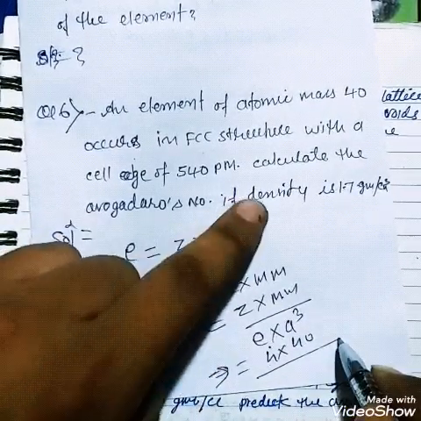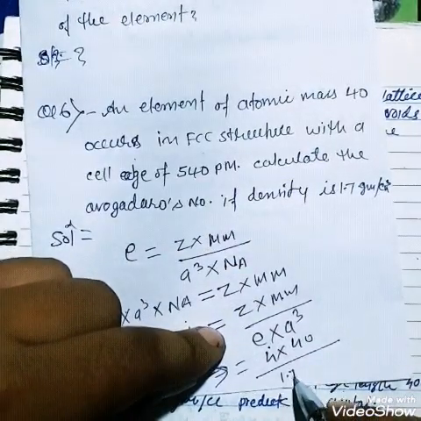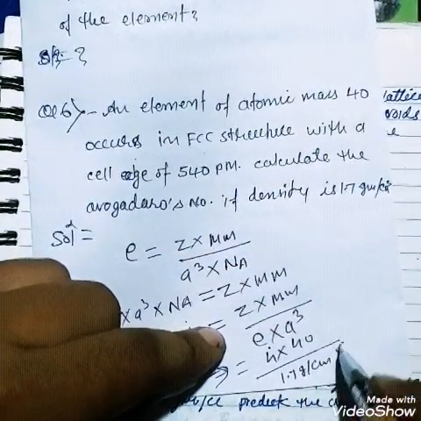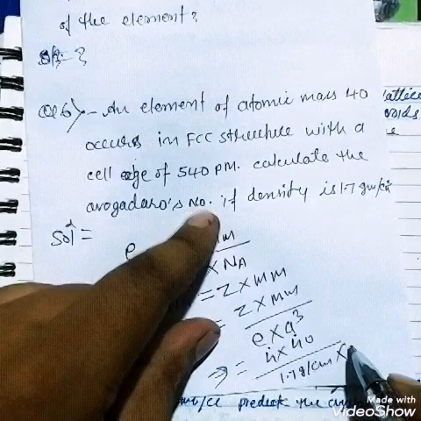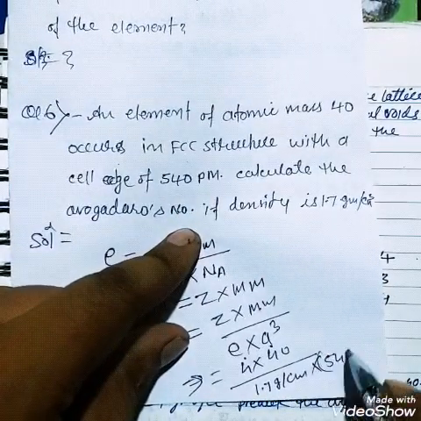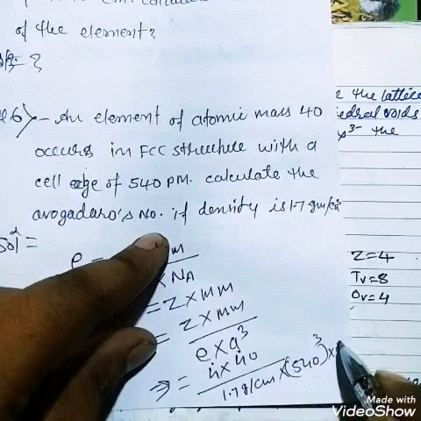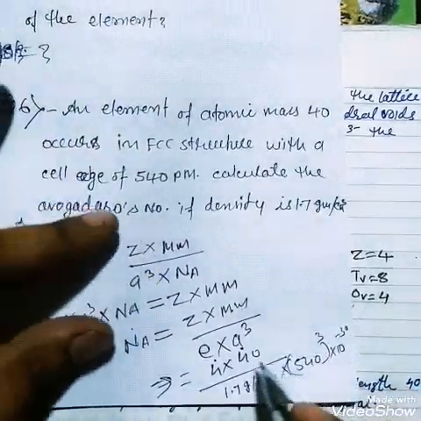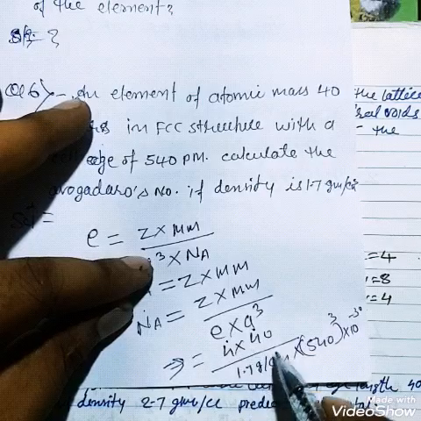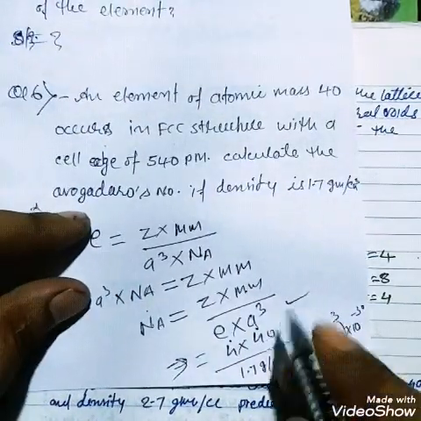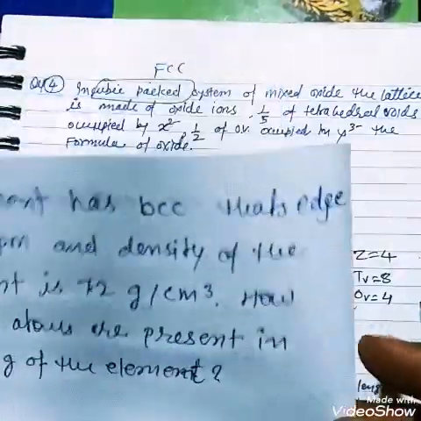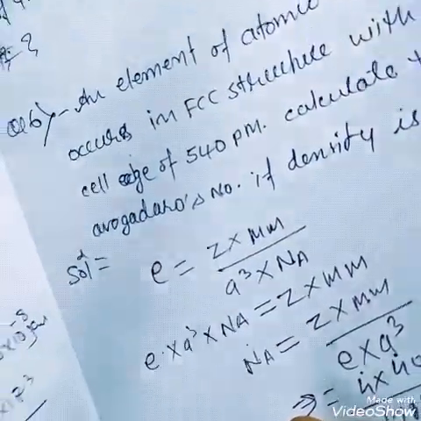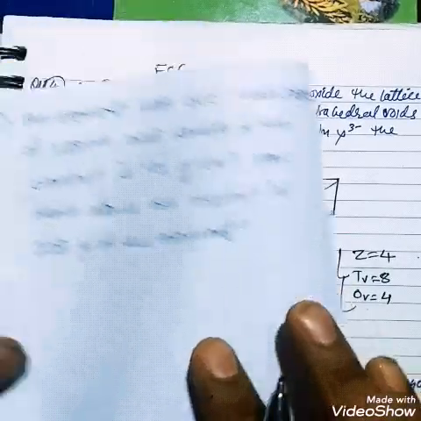Now density is 1.7 gram per centimeter cube, and edge length is 540 picometer. So 540 cube into 10 to the power minus 30. So here it is very important, very simple. Now these are simple equations, so you can do it further. So question number 6, after that question number 7.